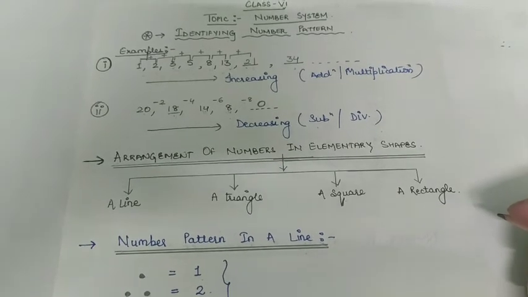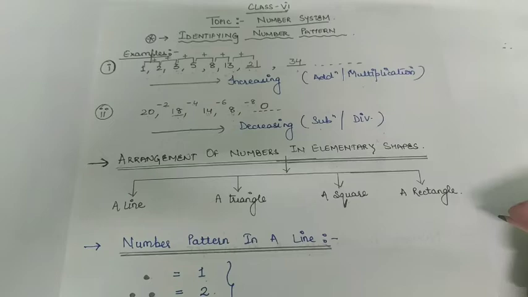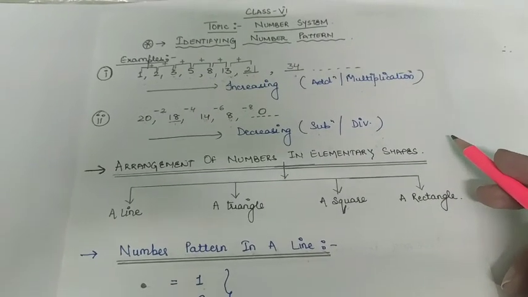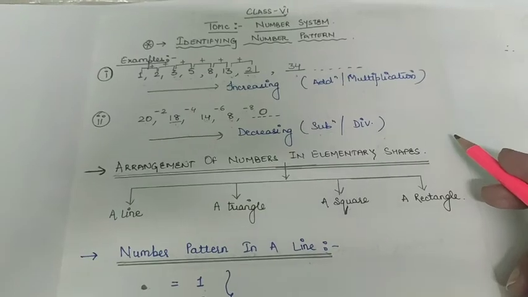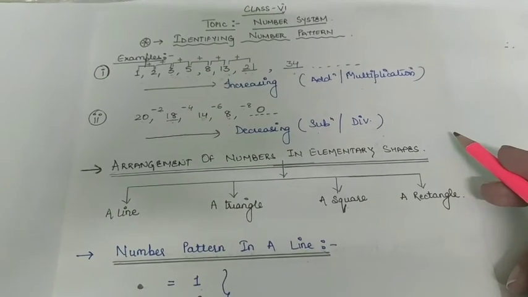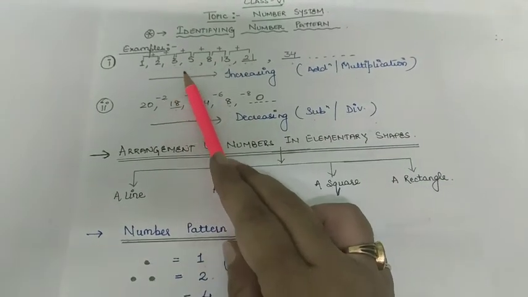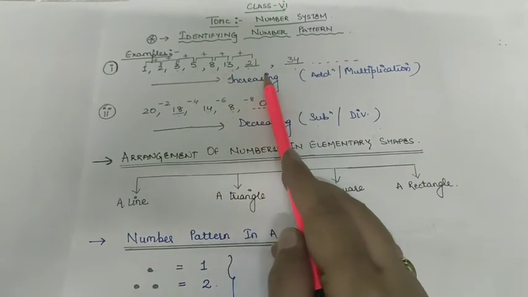Today our topic will be identifying number patterns. What does number pattern mean? Number pattern means there is a series of numbers which is following a particular pattern. Suppose I am taking one series like this: 1, 2, 3, 5, 8, 13, and so on.